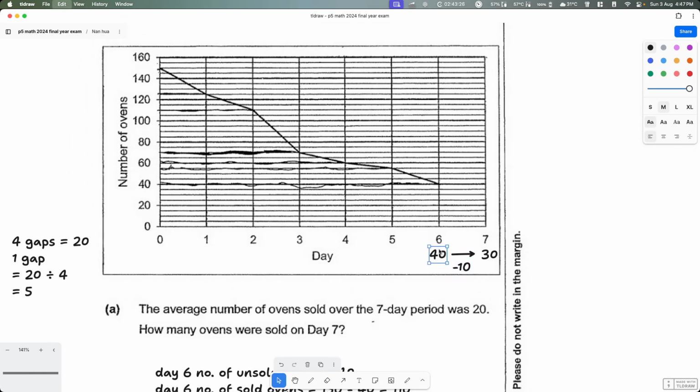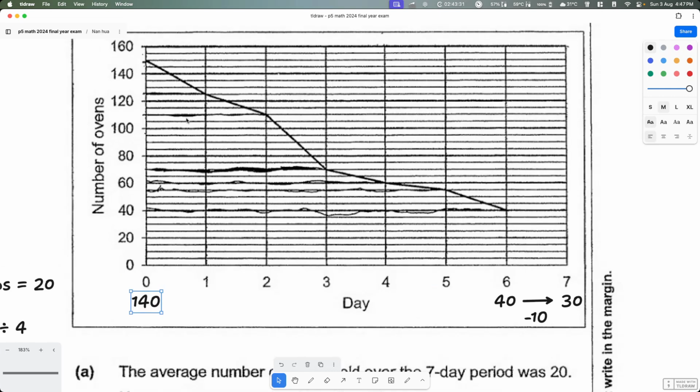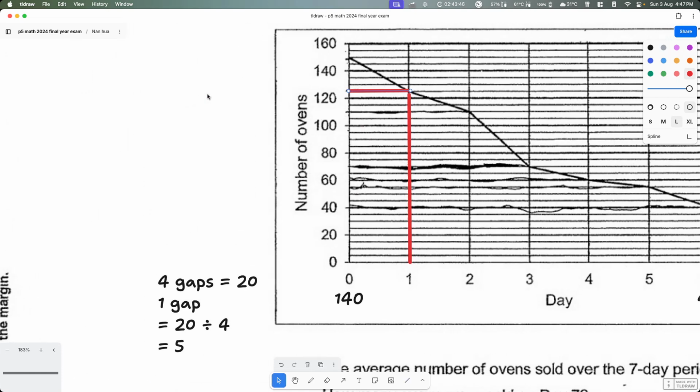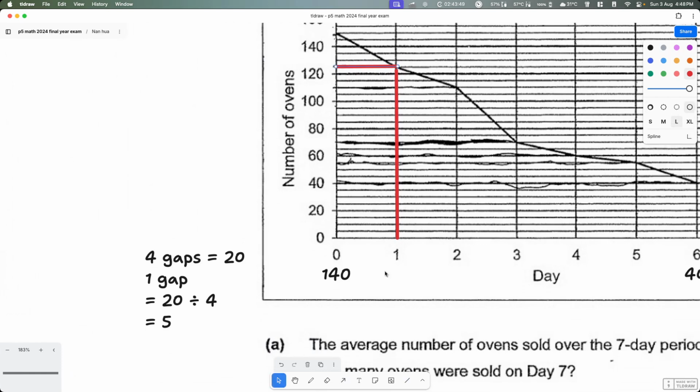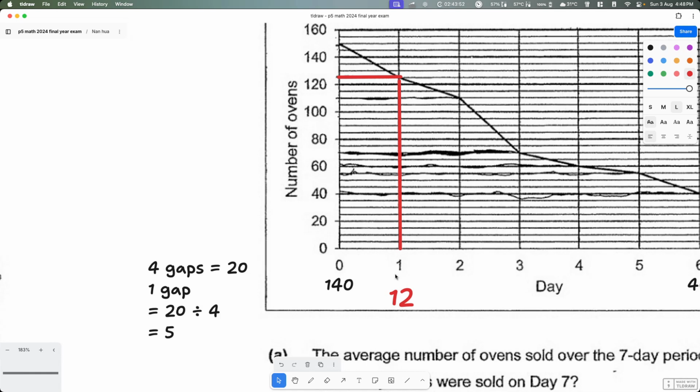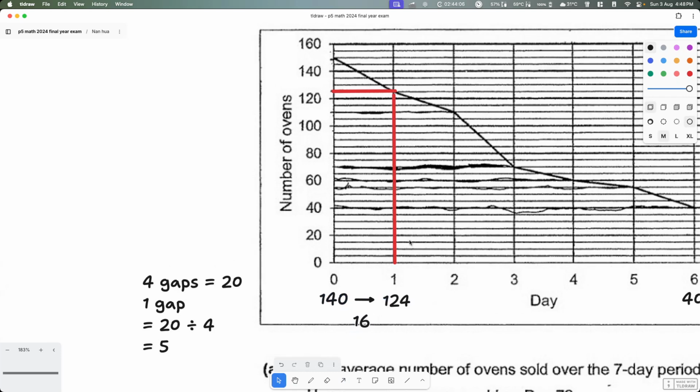Okay, so we know at the start, we have 140. Then at day 1 over here, let's put a line. Medium thickness is fine. So we know one gap is 4. That means for day 1, this will be 1, 2, 4. So from 140 to 124, it is 16. Okay, so let's move on to day 2.